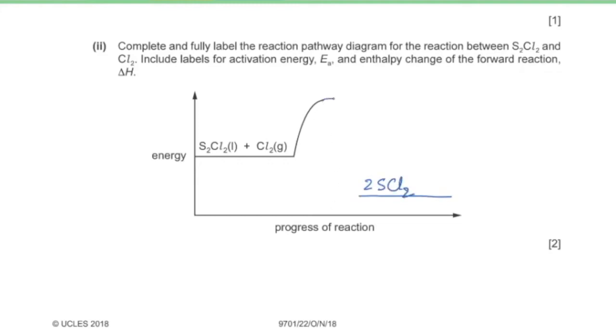Now, this hump, which connects reactants with products, this hump's height represents the activation energy, meaning the least energy required to get the reaction started. So this is activation energy. And from here until here, this is the net enthalpy change for this reaction.